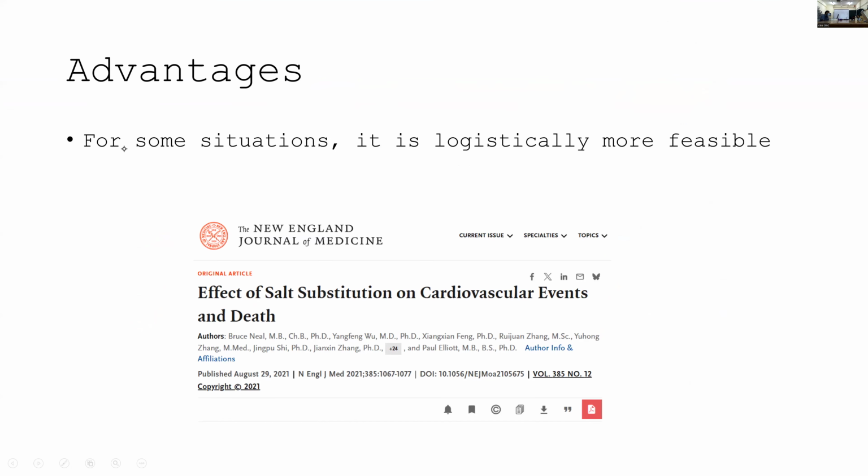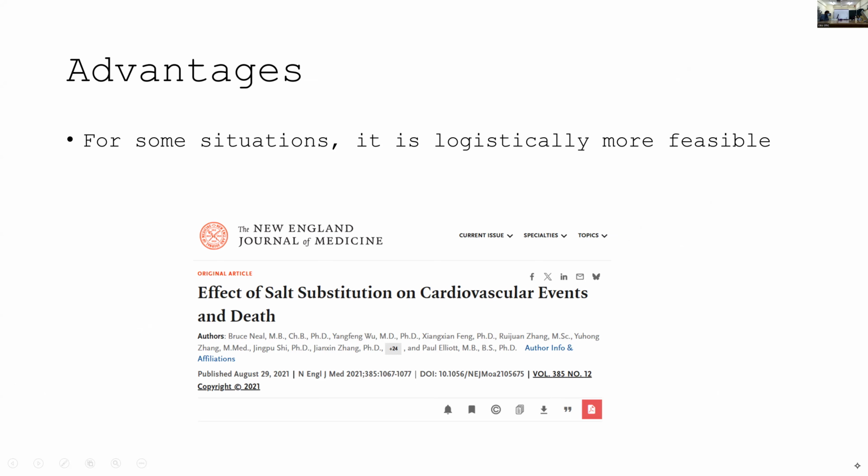So what is the advantage of doing this? It's logistically more feasible. For example, when we did the study, effect of salt substitution on cardiovascular events and death, in China they had taken 600 villages and they wanted to give substituted salt. That means it has less sodium chloride as compared to the normal salt. And they wanted to look at the outcome like hypertension or any cardiovascular effect.